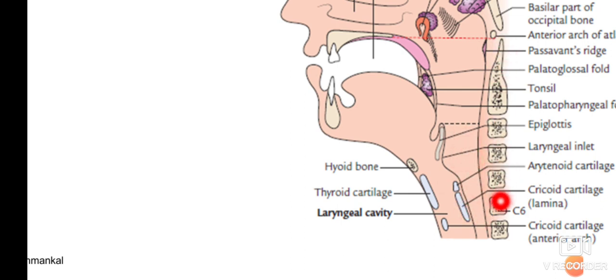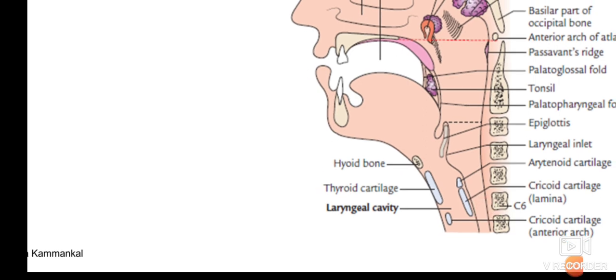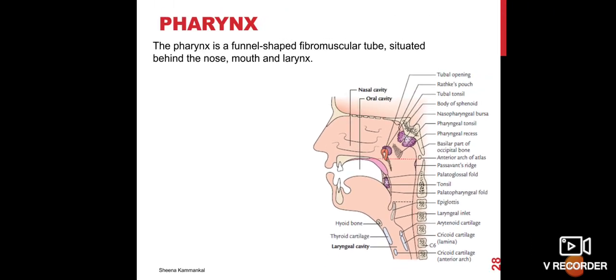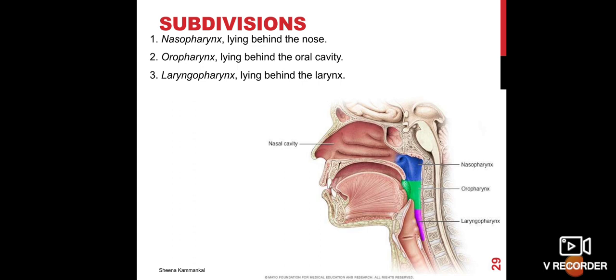Now we can see the vertebral column here with the pharynx in front and trachea behind. After the level of the larynx, or after the level of the laryngopharynx, the pharynx continues down with the esophagus, which is another muscular tube. So these are the three different parts of the pharynx: the nasopharynx, oropharynx, and laryngopharynx.